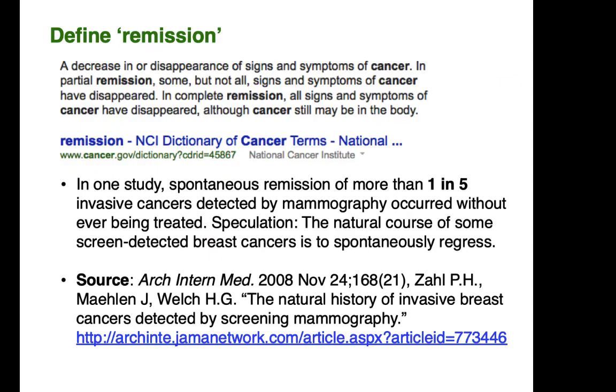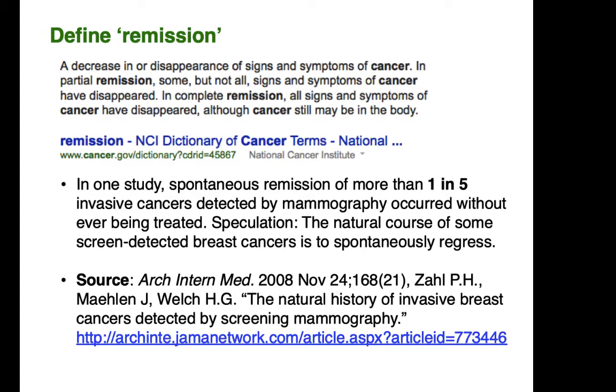Let me define remission in the clinical sense. Remission is a decrease in or disappearance of signs and symptoms of cancer. In partial remission, some, but not all signs and symptoms of cancer have disappeared. In complete remission, all signs and symptoms of cancer have disappeared, although cancer still may be in the body. So remission doesn't mean the cancer is gone.